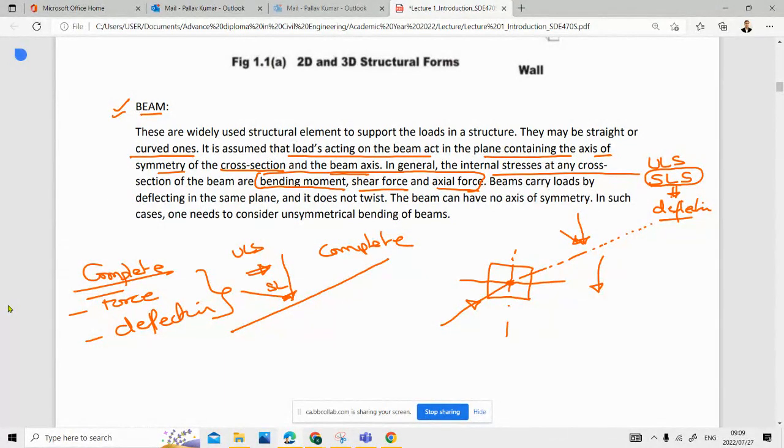So, is it fine? Can I move forward? Anything you want to ask? No, thanks. Yeah, perfect.